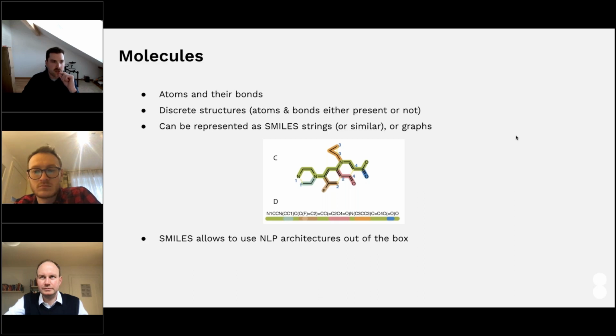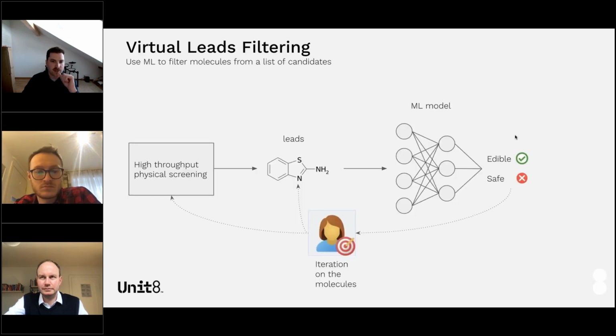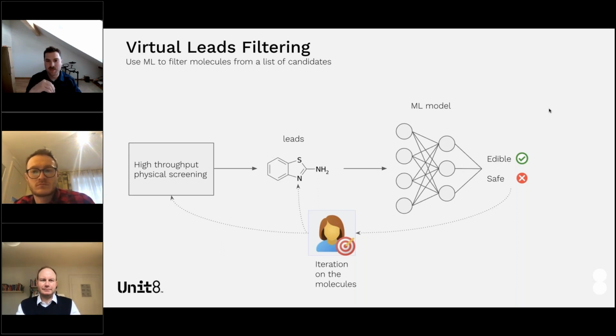So if you switch to the next slide, I want to talk a little bit about this filtering approach. This is the first approach I was mentioning before. The way it works usually is that once the target protein has been identified, that the molecule we're looking for should act on, there is usually high throughput physical screening. So lots of these molecules are synthesized and tested in cells, and we look if there is some activity of this molecule on the protein.